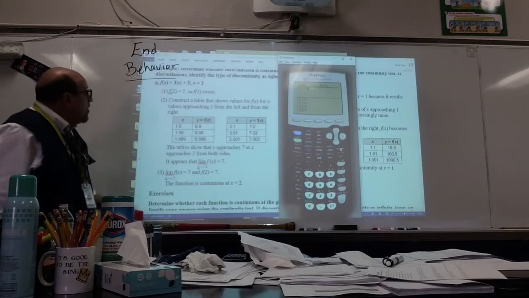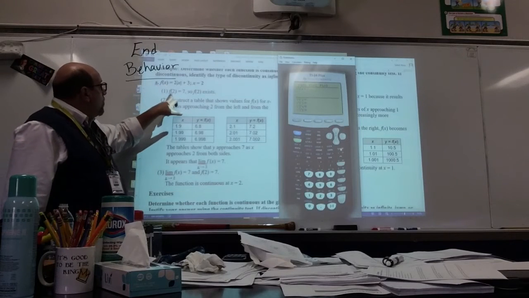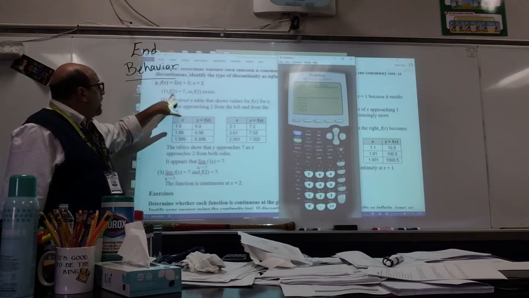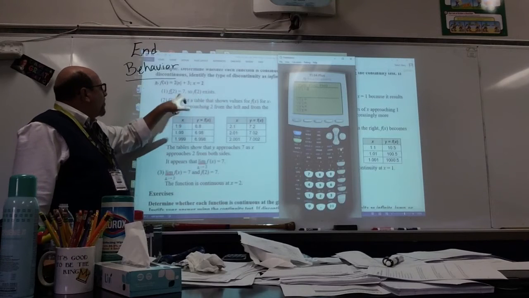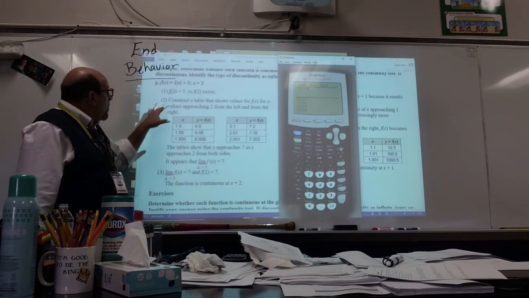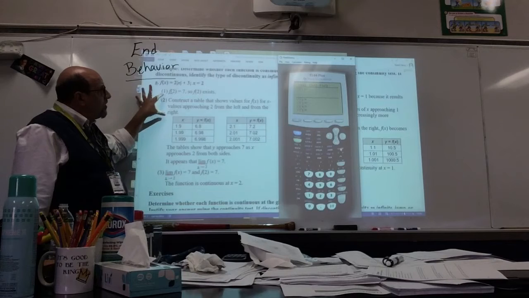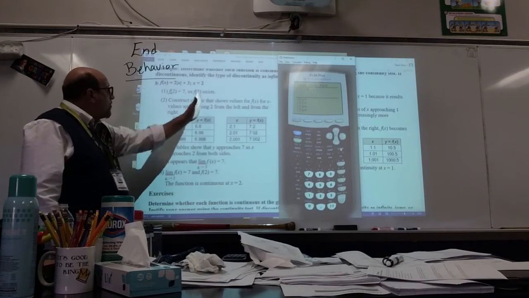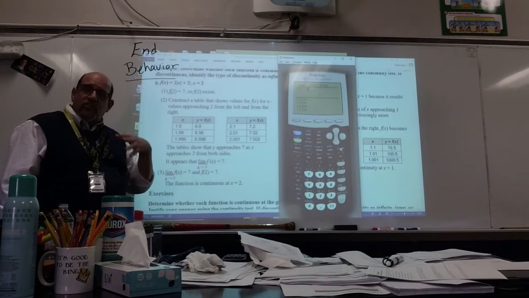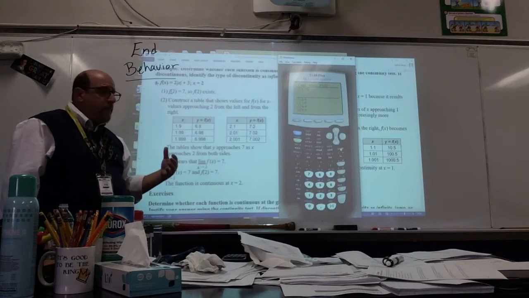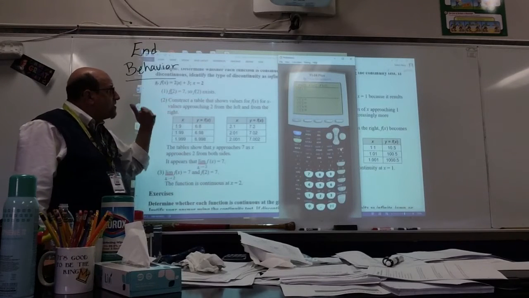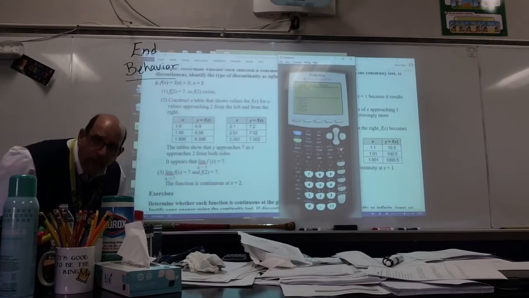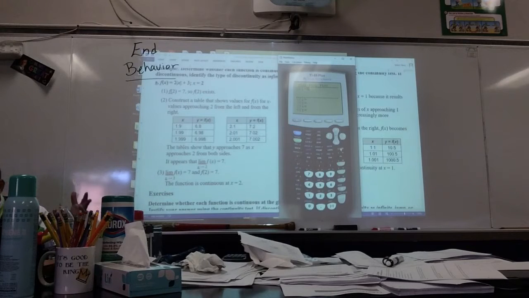It says here, go ahead and find out what f of 2 is, right? And we did, and we realized it does exist. Well, I want to see what happens when we use a table instead of looking at a graph to see if it's continuous, because that's the second test to see if this function is continuous. So I'm going to put in this function. I'm going to hit the 2. That's the easy part, right?